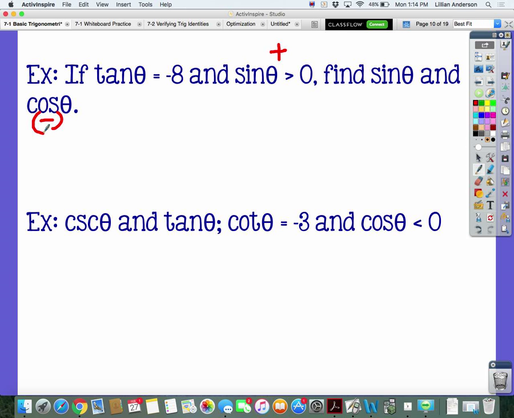Now, in order to figure out what sine is and what cosine is, you're going to have to use tangent theta equals -8 to go about doing that. What you can do is use your Pythagorean identities along with your reciprocal and other ones to help you find sine. Now we do have an identity that says tangent squared theta plus 1 equals secant squared theta.